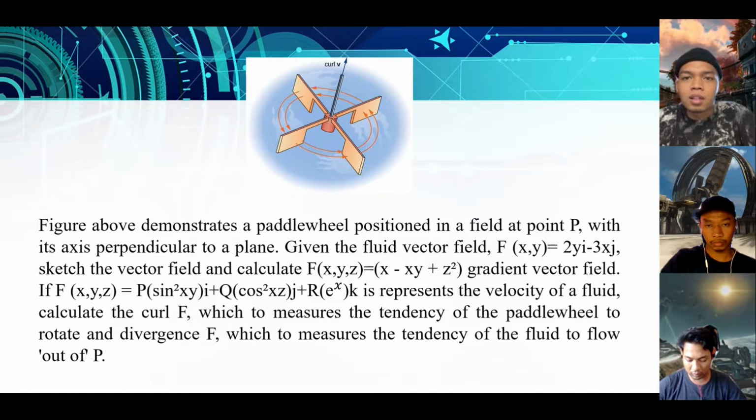Gradient vector field. If F(x, y, z) equal to P sine squared xy i plus Q cos squared xz j plus R e to the power x k, it represents the velocity of the fluid. Calculate the curl F, which measures the tendency of the paddle wheel to rotate, and divergence F, which measures the tendency of the fluid to flow out of P.